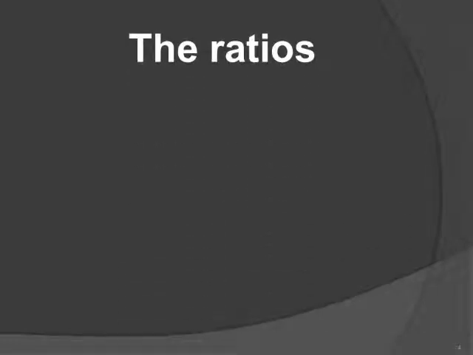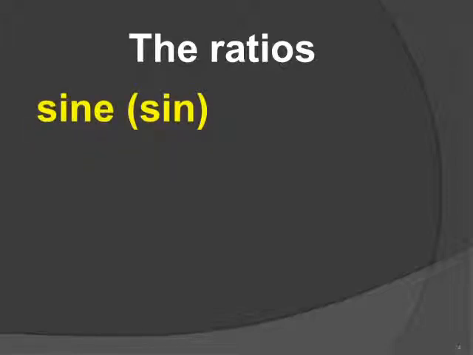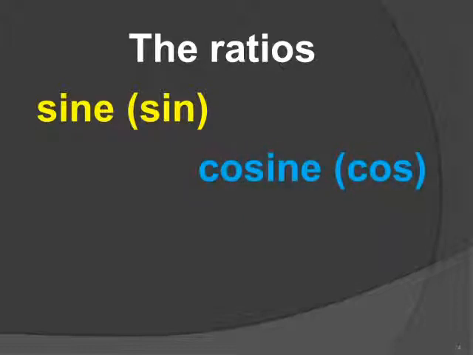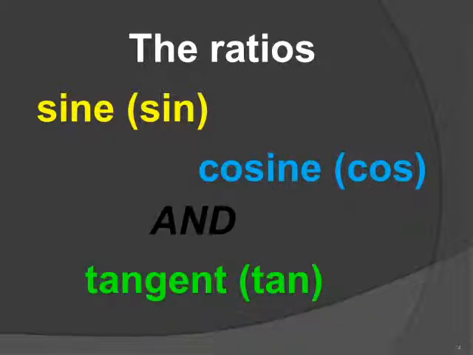The ratios. There are 3 ratios that you need to know. Sine, abbreviated SIN, cosine, abbreviated COS, and, last but by no means least, tangent or TAN. So it's sine, cos and tan, SIN, COS, TAN.